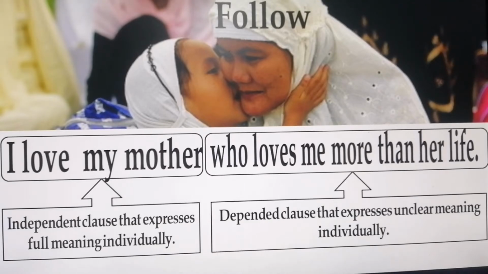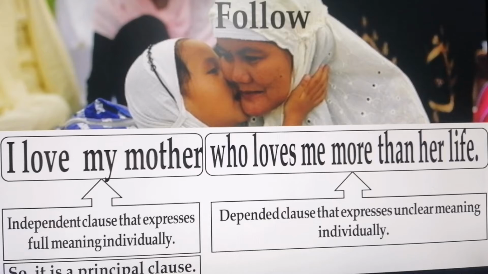And if we look at another part, who loves me more than her life, who loves me, it is dependent. It can't express its meaning completely. It expresses unclear meaning individually. So, I love my mother, it can express full meaning individually. Who loves me more than her life doesn't express meaning individually. Here we find two kinds of clauses: independent or dependent.